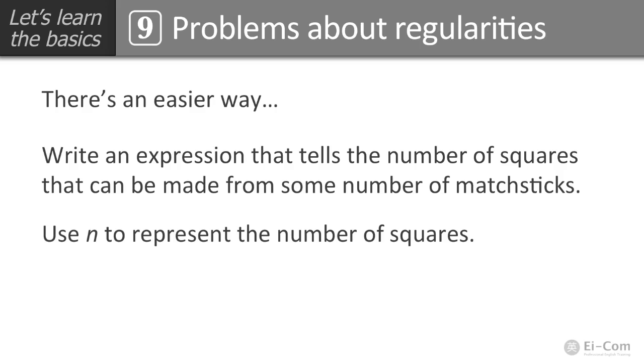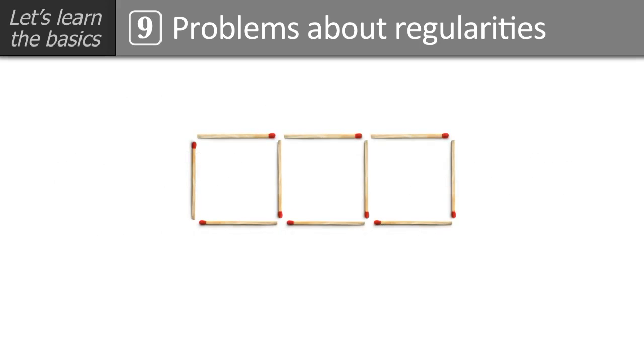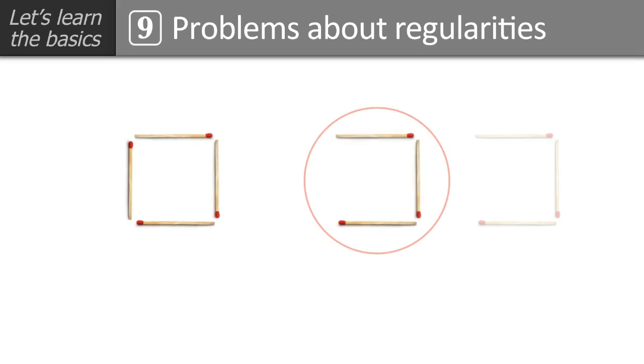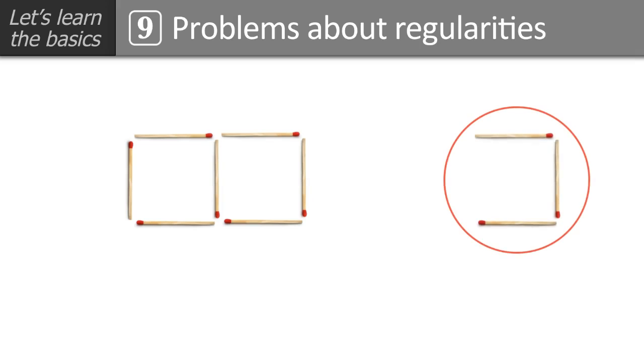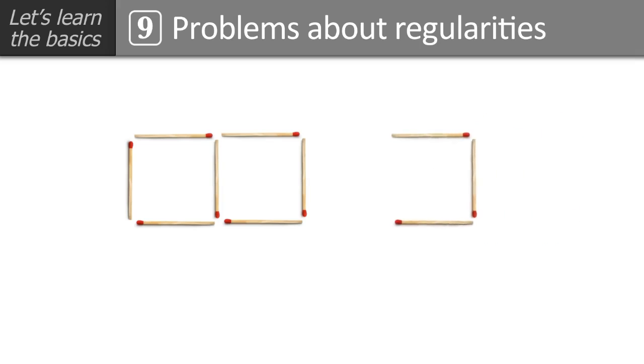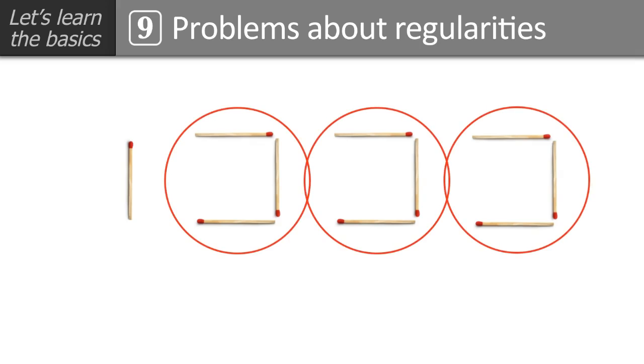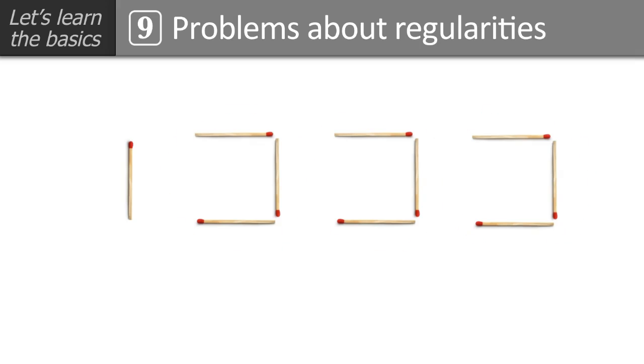Now let's look at a simple example. Here are 10 matchsticks. If we start with 1 matchstick, adding 3 matchsticks makes 1 square. Adding 3 more matchsticks makes another square, and adding 3 more makes a third square.